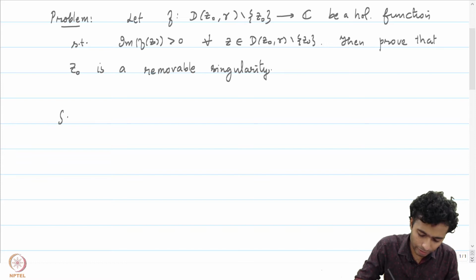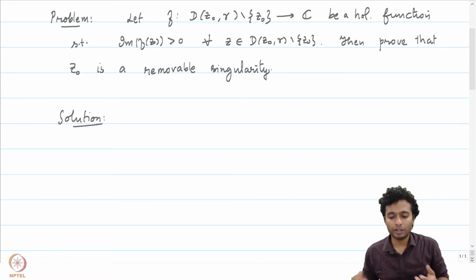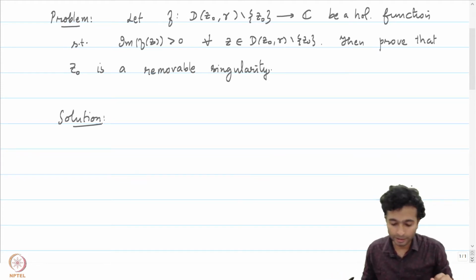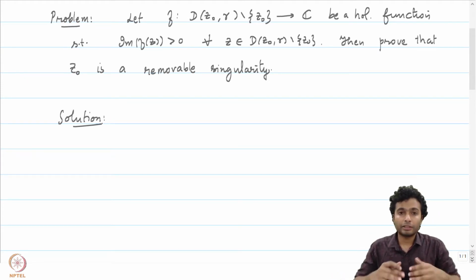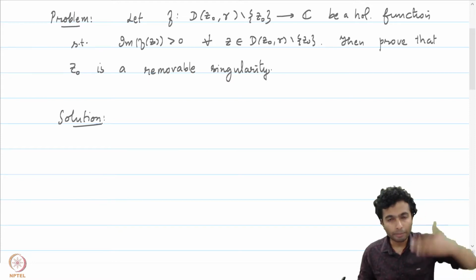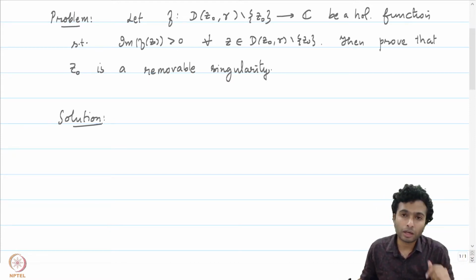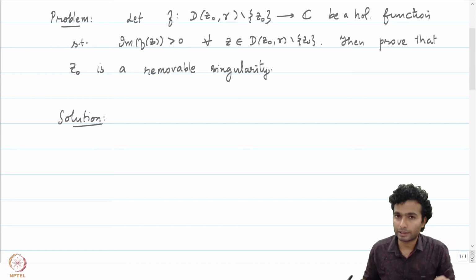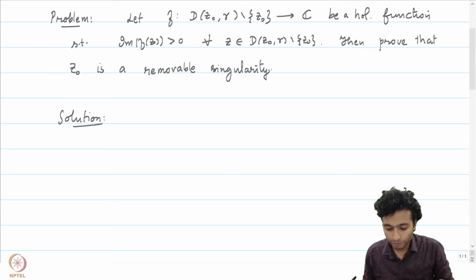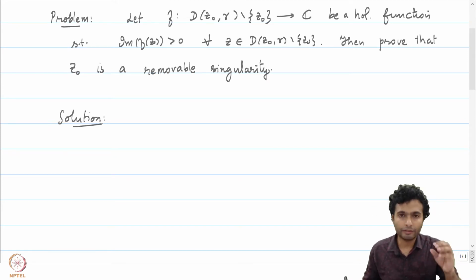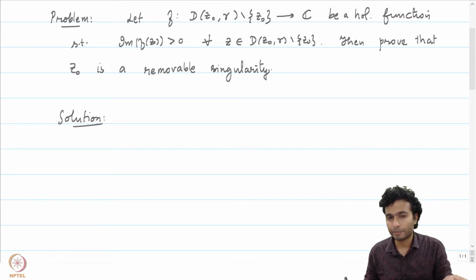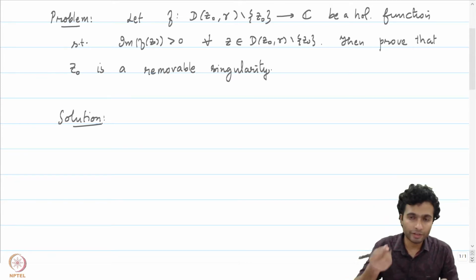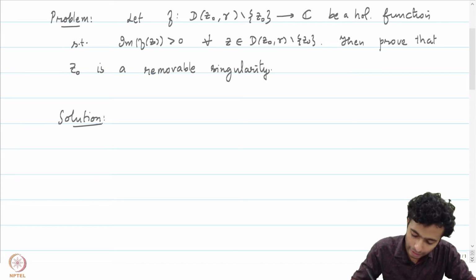Let's give a solution. The problem will be solved by an application of the Riemann removable singularity theorem in some sense. However, imaginary part of z greater than 0, which is the upper half plane, is not a bounded function necessarily, and therefore the Riemann removable singularity theorem cannot be used in the exact form that is available to us. So rather what we will use is that we know there is a map from the upper half space into the unit disk, which we have referred to once earlier.